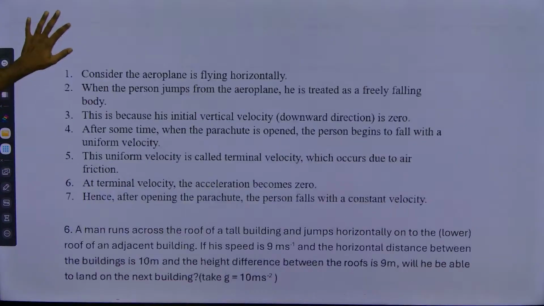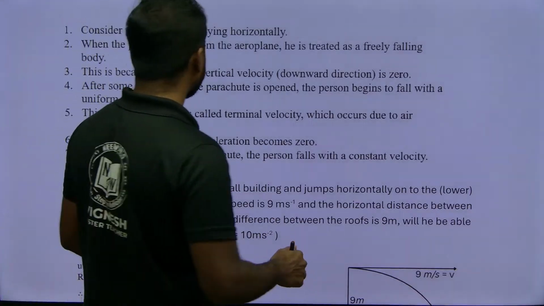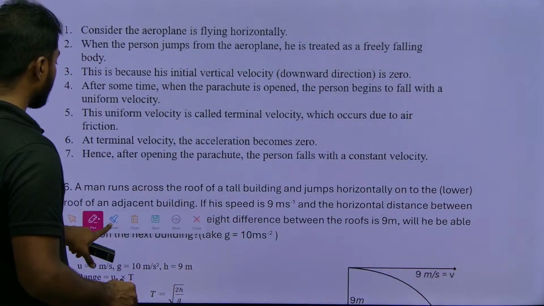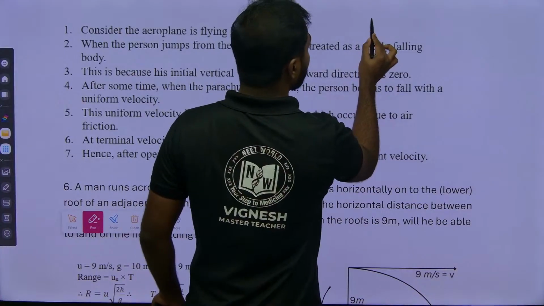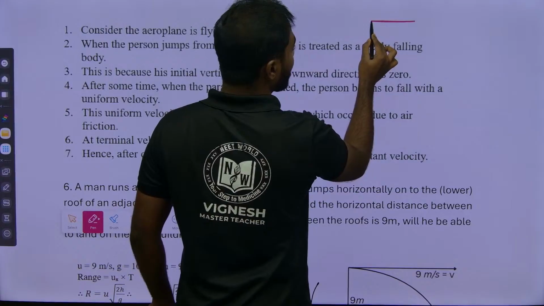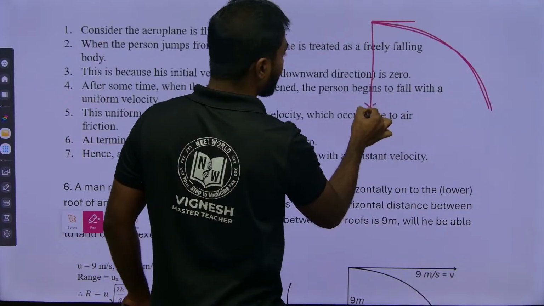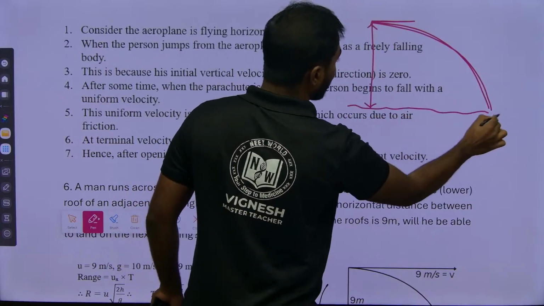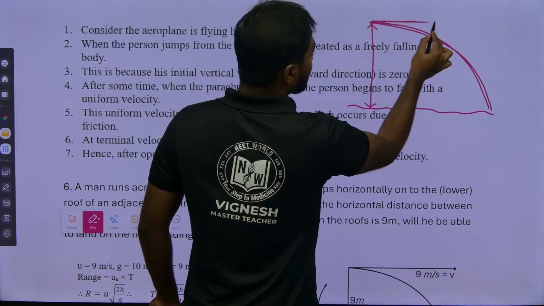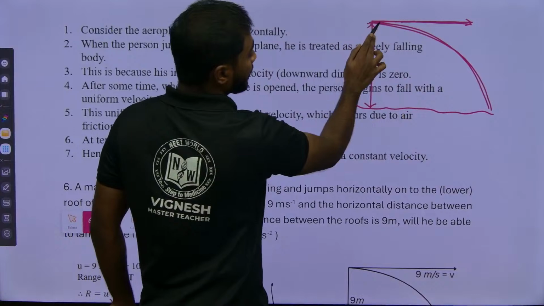Okay. So see, consider the aeroplane is flying horizontally. Horizontally means the aeroplane will be going like this, and when he falls, he will be traveling like this. This is my ground, and from the ground, this is the height. So when the aeroplane is going like this, he jumps from the aeroplane, but he will travel in this motion.